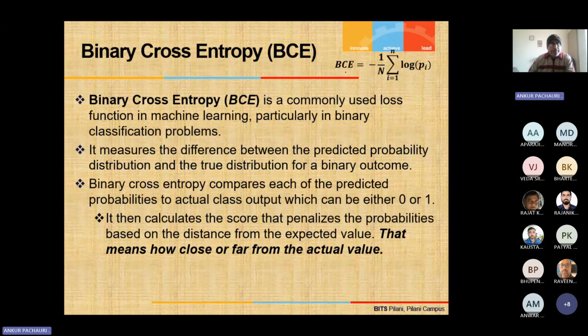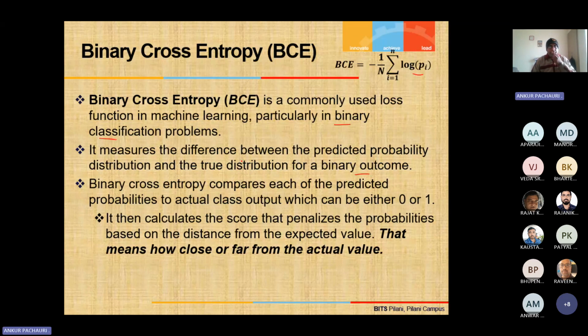So binary cross entropy, the formula is minus 1 by n, sum of all the log values of pi. Binary cross entropy, BCE, is commonly used as the loss function in machine learning, particularly whenever you have a binary classification, either 0 or 1. How many zeros are there which are supposed to be 1? How many ones are there which are supposed to be zeros? So it measures the difference between the predicted probability distribution and the true distribution for a binary outcome.